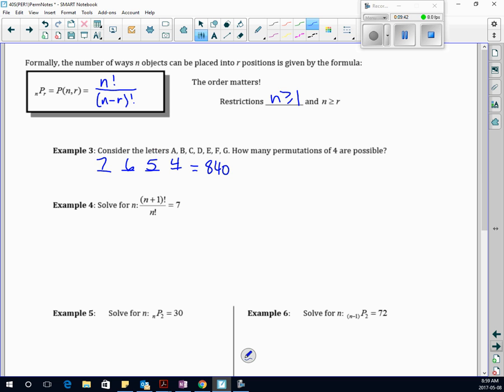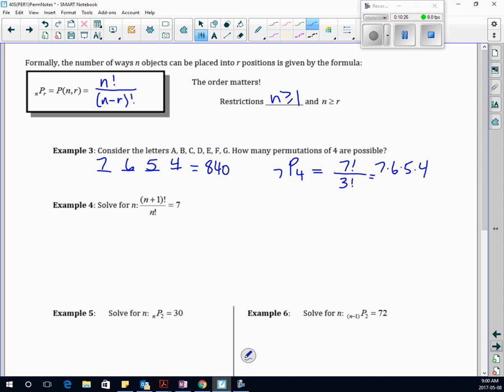Yes? The other way you can do it now is with this nice little formula. Does everybody see there is n objects and r positions? So it would be 7P4. Does everybody see? There's 7 objects and 4 positions. So that's equal to 7 factorial divided by n minus r, which is 7 minus 4. So it would be 3 factorial. So do you see I get the same thing? 7 times 6 times 5 times 4, and then the 3, 2, 1 go away. Does everybody see it's the same exact thing?